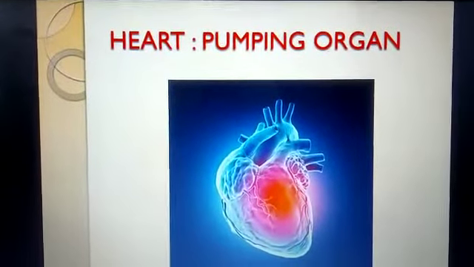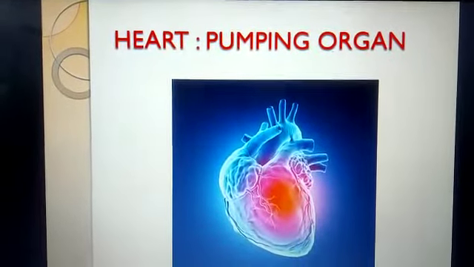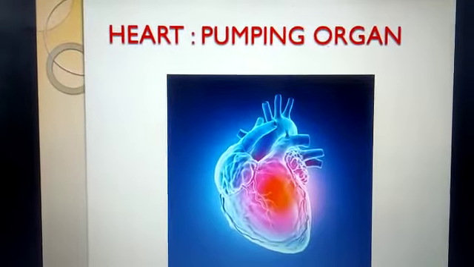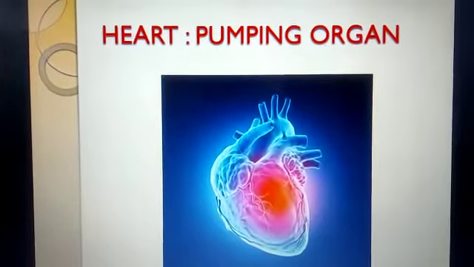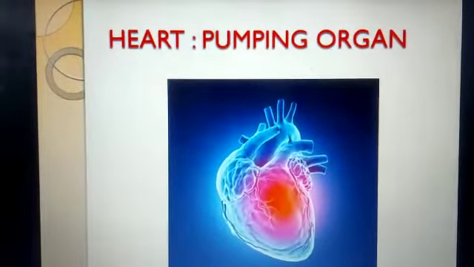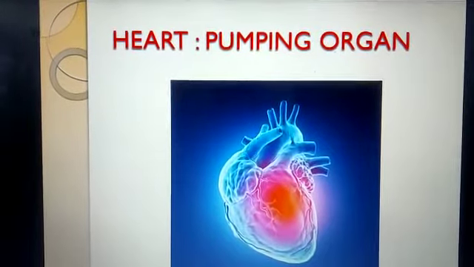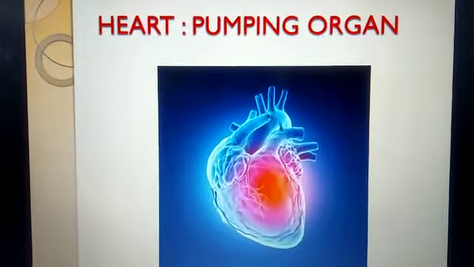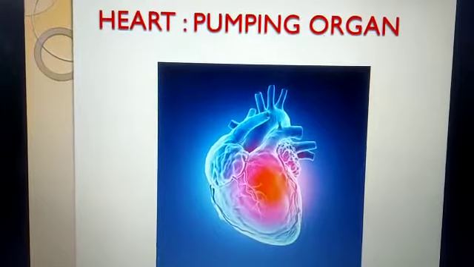Students, let's learn today about the pumping organ of our body, that is heart. Now in external morphology, let us talk about the different parameters by which heart is studied. First, color. It is reddish brown in color.